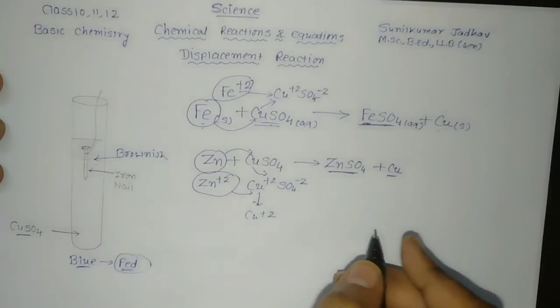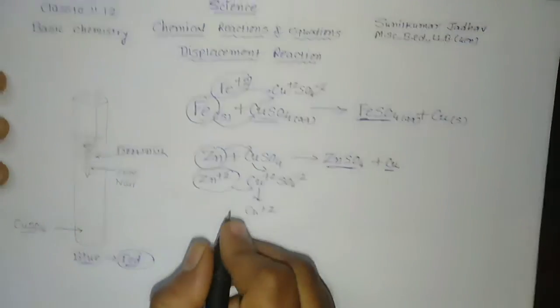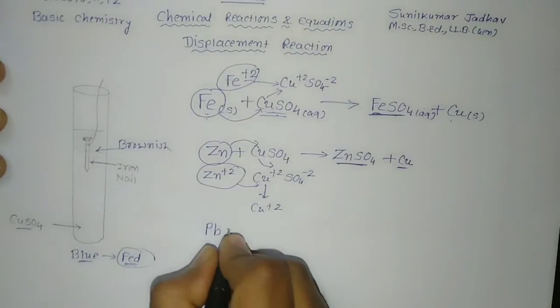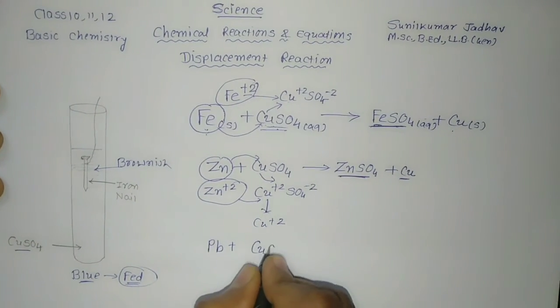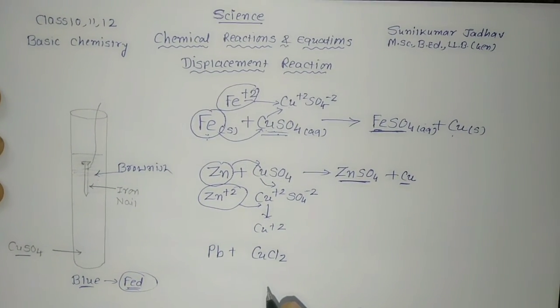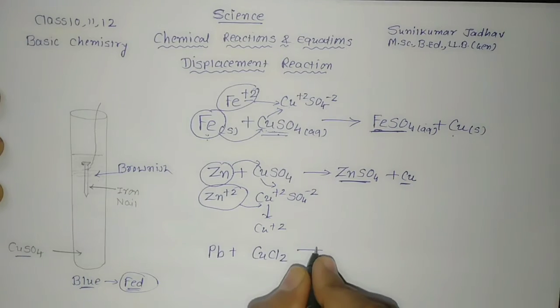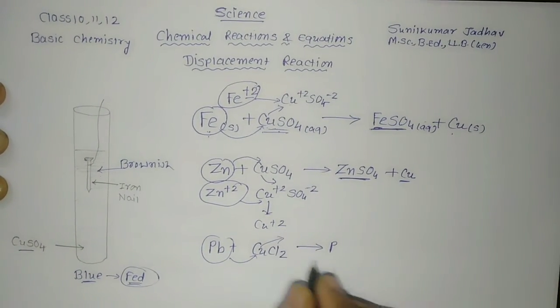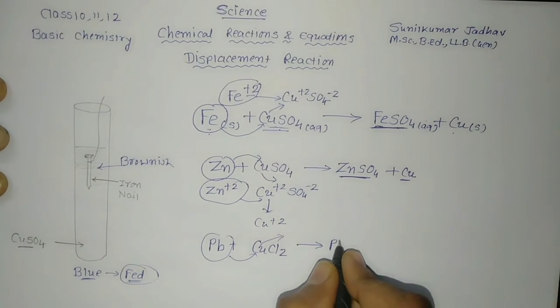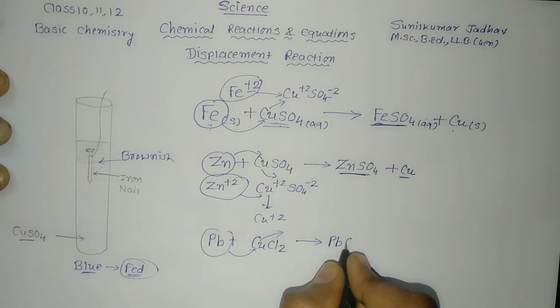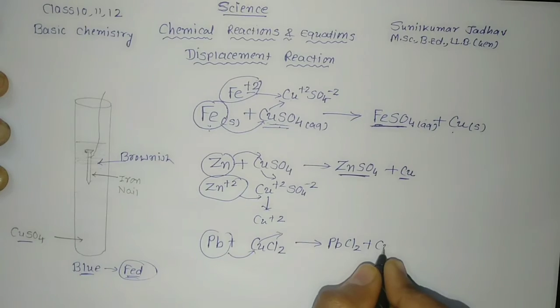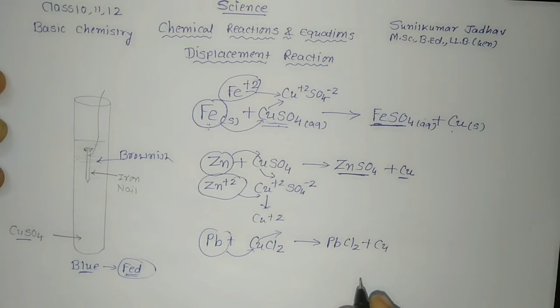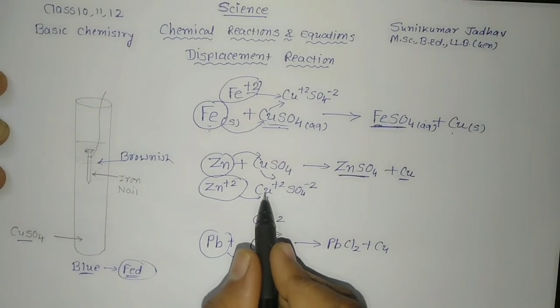Third reaction we will see, that is Pb, lead, plus CuCl2, that is copper chloride. In a similar way the reaction will occur, the lead will remove the copper from this copper chloride and take its place, forming PbCl2 plus Cu. The same thing happens over here, but the opposite reaction will not happen.